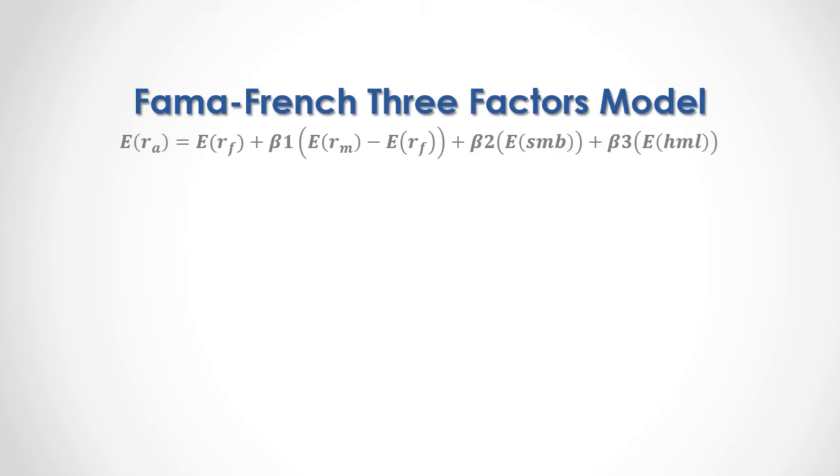As a formula, the expected asset return is equal to the expected risk-free rate of return plus a beta 1 coefficient multiplied by the difference between the expected market return minus the expected risk-free rate of return plus a beta 2 coefficient multiplied by the expected small minus big portfolio return plus a beta 3 coefficient multiplied by the expected high minus low portfolio return.